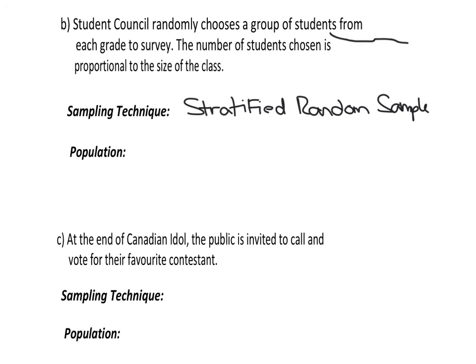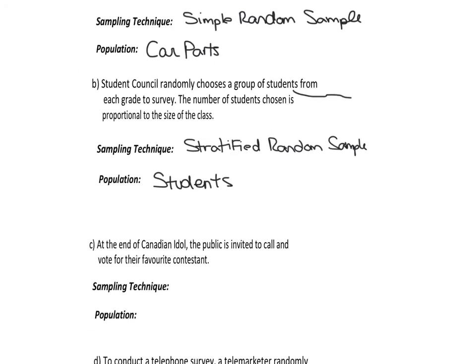So what is our population here that we're looking at? Students, right? We're not really sure what age group or anything. That's not in the explanation, so all you can really say is students here. Again, don't get too stressed out about this.